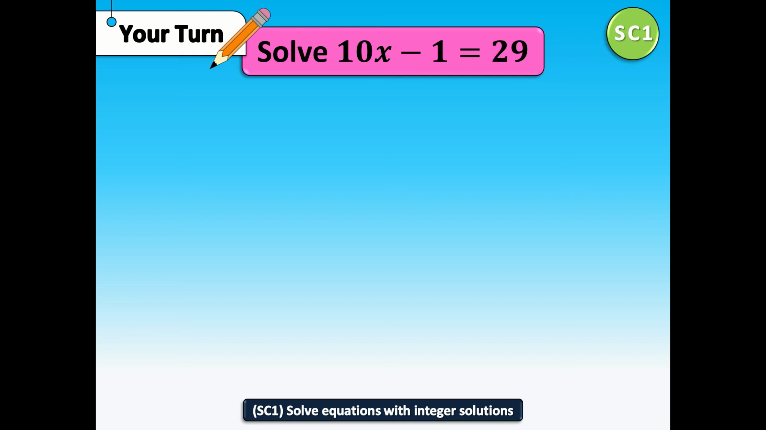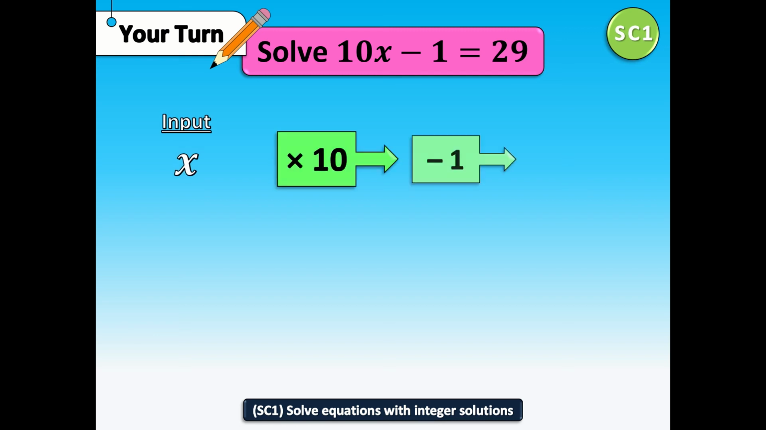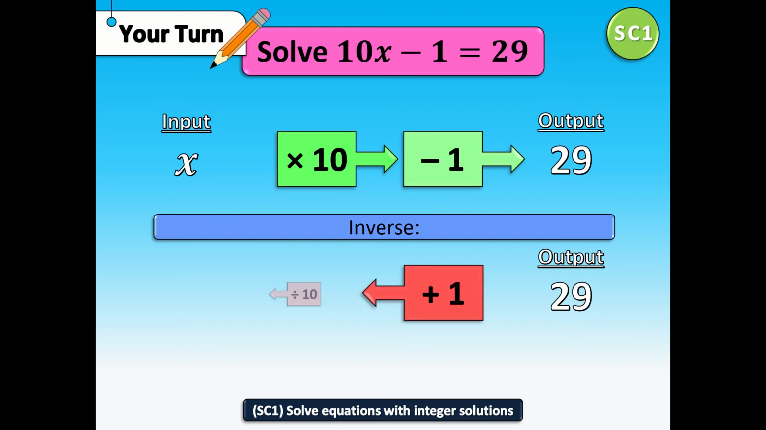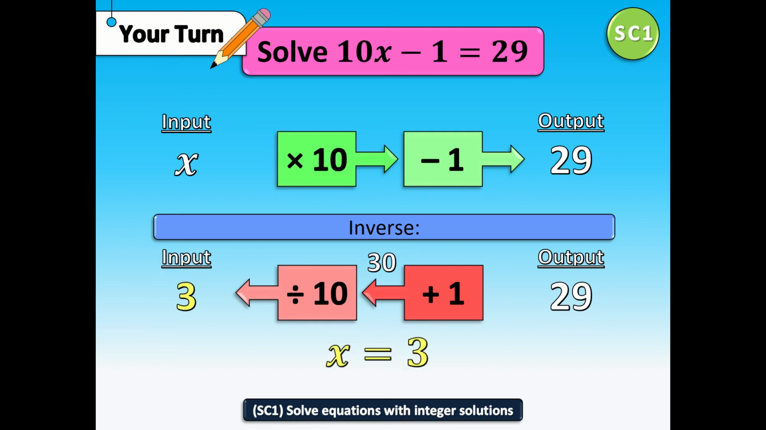So for this question, we've got x, we're timesing it by 10, we're taking away 1, and we get 29. So we work backwards, doing the opposite. We start with 29, we add 1, and we divide by 10. 29 plus 1 is 30, and 30 divided by 10 is 3. So x equals 3.